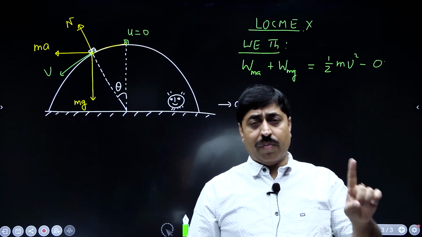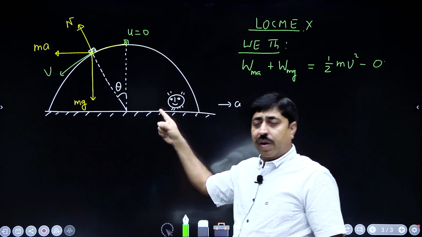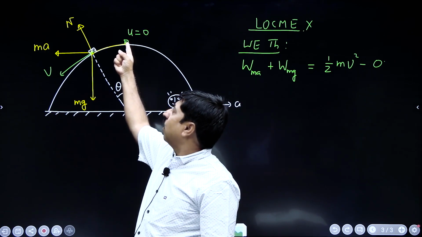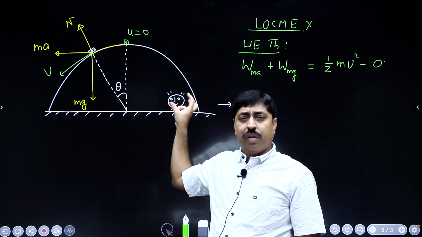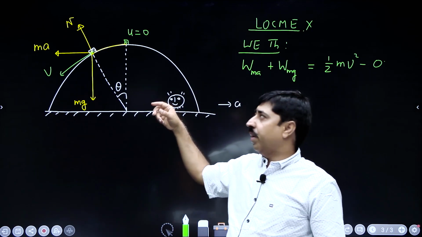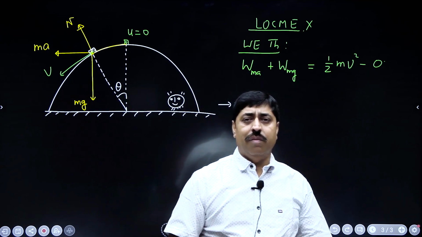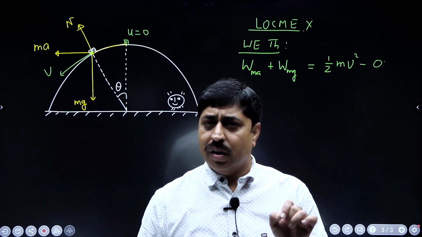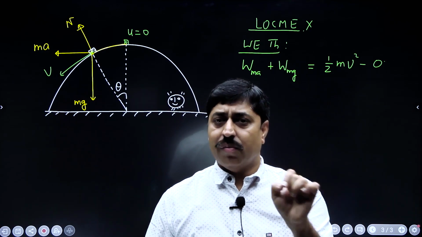Normal reaction does not perform any work. In this reference frame, this person finds that this block is moving along this arc only. In this reference frame, this man does not see this hemisphere to be moving. So, in this reference frame, this man sees that this block is moving along the curved track, isn't it? Therefore, normal reaction force will not perform any work on this block in this reference frame.